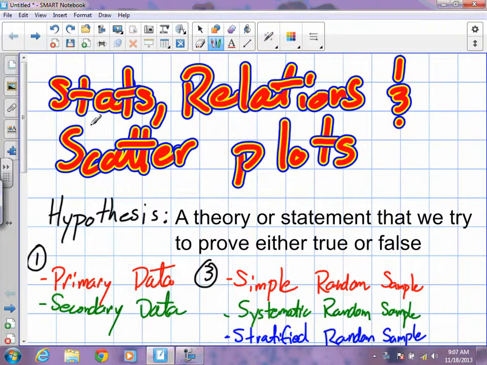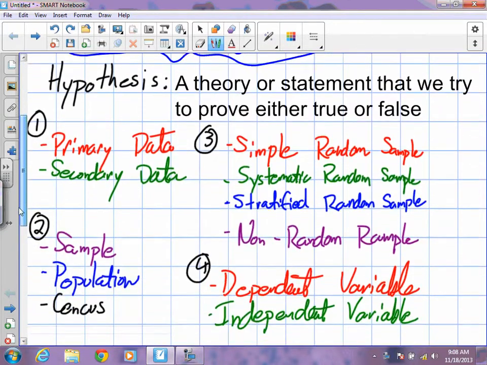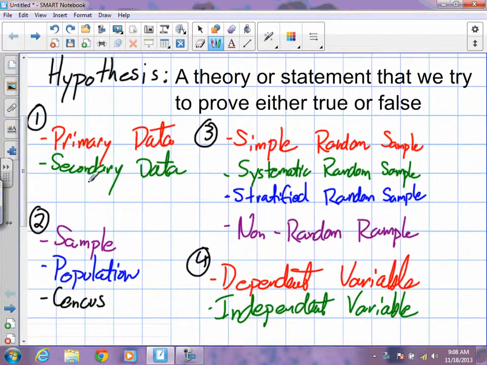Okay, we're going to go over the general idea of statistics, and what statistics are: kind of finding relationships. We're going to specifically look at scatter plots to help us with these relationships. Before we can get into any of that, there are a lot of definitions that we need to know.